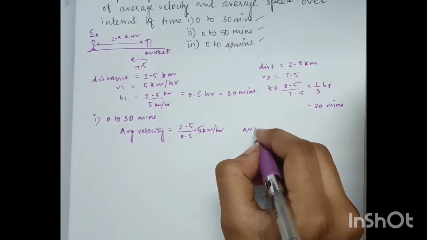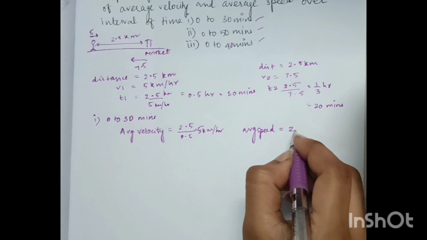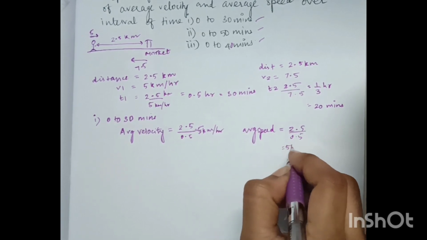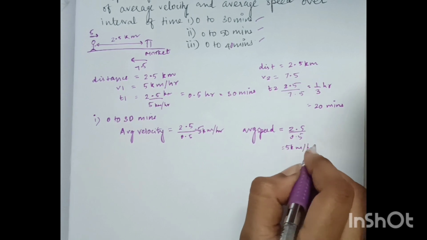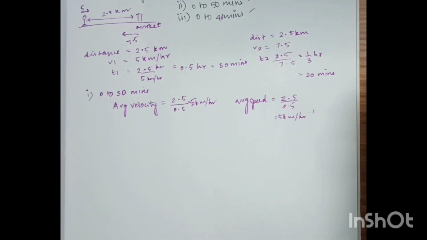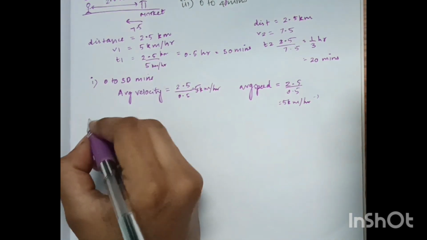Similarly, average speed, that is also 2.5 by 0.5, 5 km per hour. So this is the average speed and average velocity over 0 to 30 minutes. Let us find for 0 to 50 minutes.